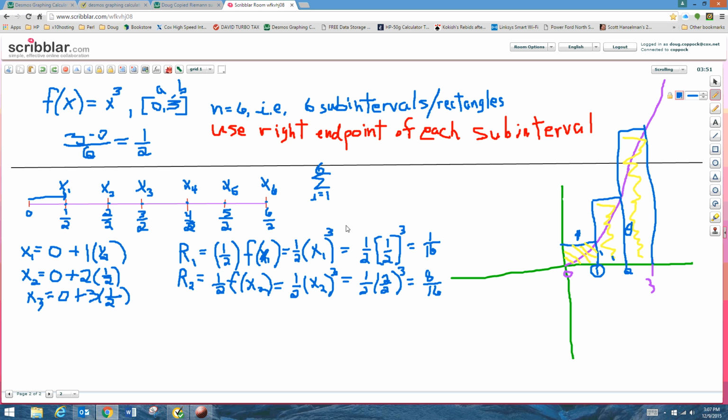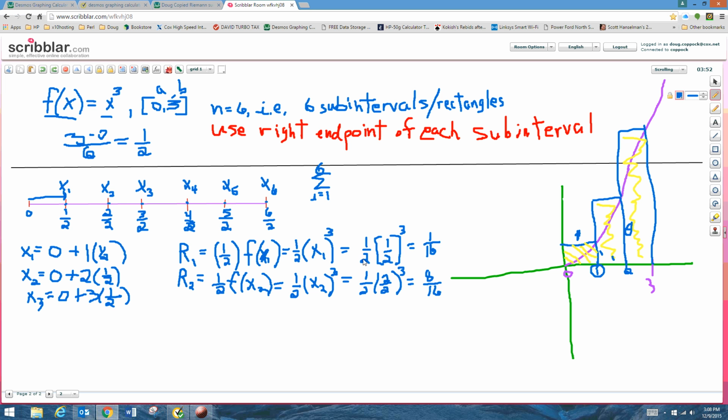So that's the number that I'm going to substitute into the function to get the height of the rectangle. So here I'm talking about calculating the area of rectangle number 1. Its width is 1/2. Its height is f of x sub 1, which means I'm taking 1/2 times x sub 1 cubed, because that's the function, f of x equals x cubed. So 1/2 times x sub 1 is 1/2.